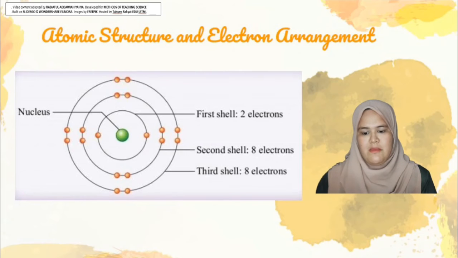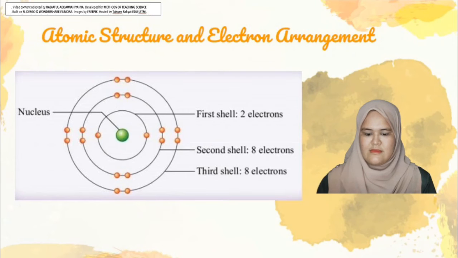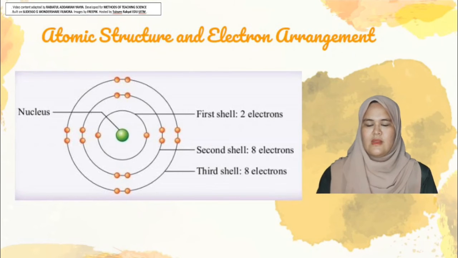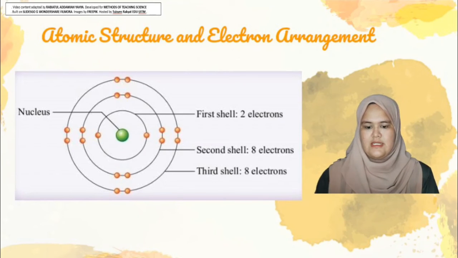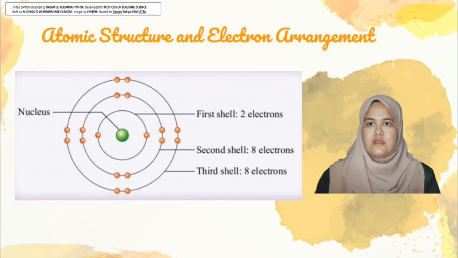The maximum number of electrons in the first 3 shells for elements with proton number 1 until 10 is shown in this figure. The first shell, which is the closest one to the nucleus, can occupy up to 2 electrons. The second shell occupies 8 electrons, and the third shell occupies 8 electrons.